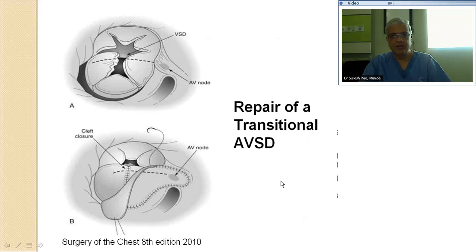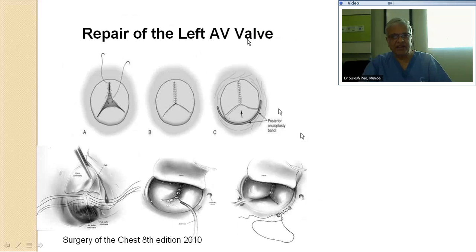A few words on repair of the left AV valve, as you can see here. As the surgeon sees, this is what the left AV valve looks like. That is the inferior bridging leaflet, that's the superior bridging leaflet, that's the commissure in between, and we're trying to close that. That's a cleft, is what we all call these. And then you have a sort of a commissure between the bridging leaflets and the lateral leaflet.